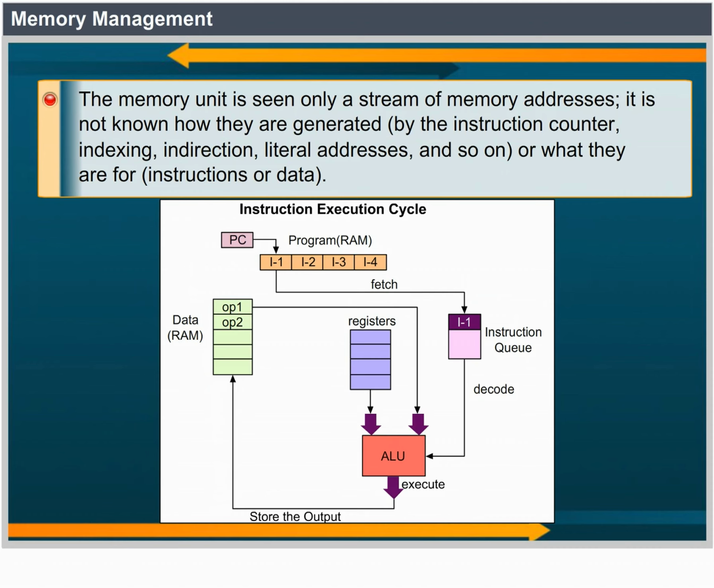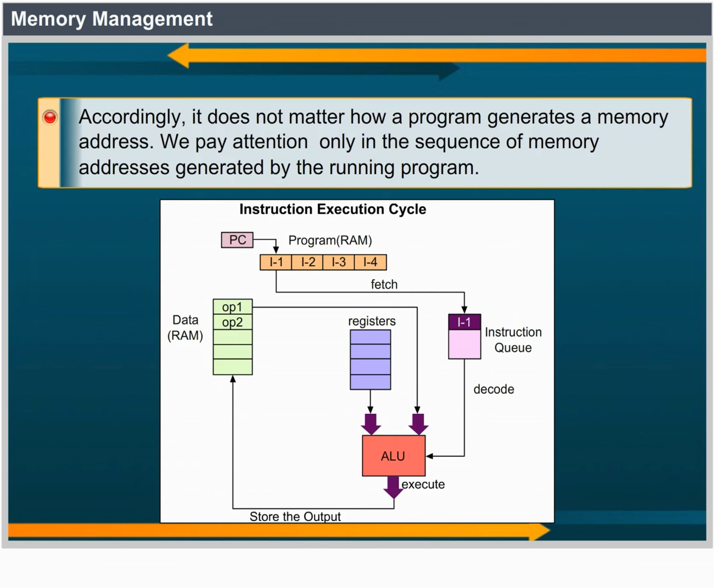The memory unit sees only a stream of memory addresses. It does not know how they are generated by the instruction counter, indexing, indirection, literal addresses, and so on, or what they are for, instructions or data. Accordingly, we can ignore how a program generates a memory address. We are interested only in the sequence of memory addresses generated by the running program.